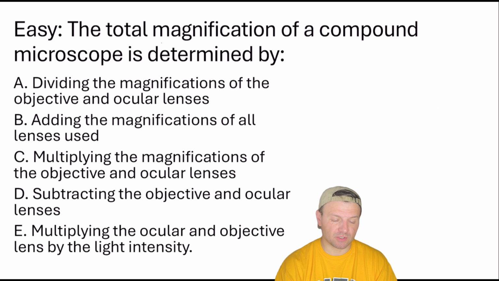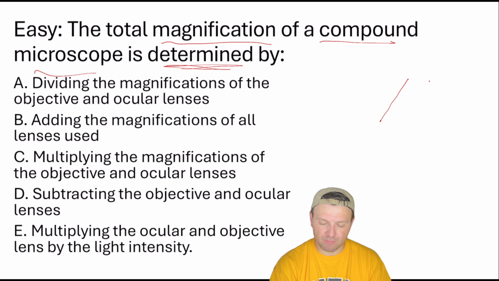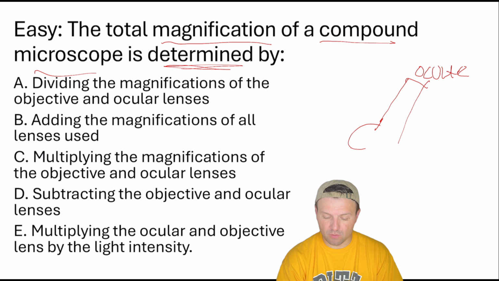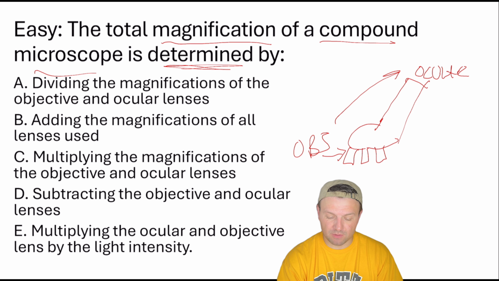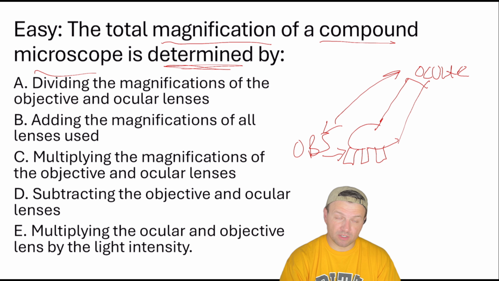So here's our easy question. The total magnification of a compound microscope is determined by, so remember when we have a microscope, we have something called the ocular lens, which you look through, and then you also have these 3 or 4 sometimes objective lenses. So these are your objective lenses. And what we do to find out the magnification is you multiply them together. So knowing that, let's take a look at our answers.